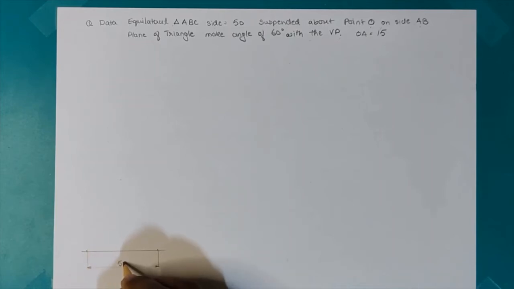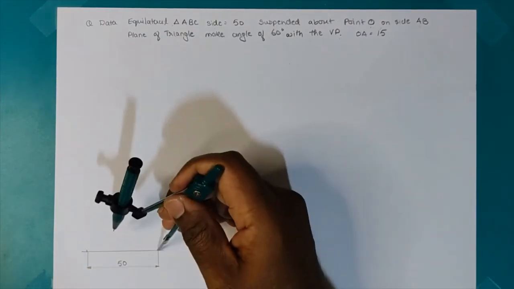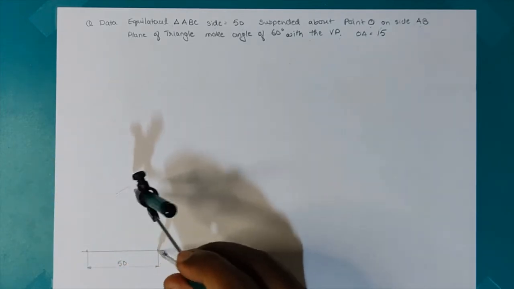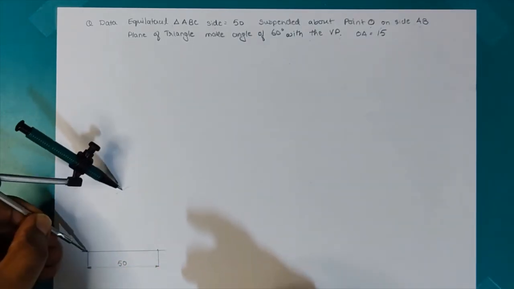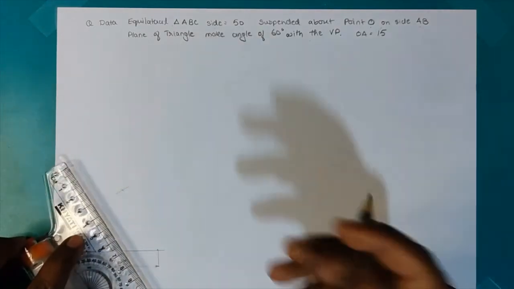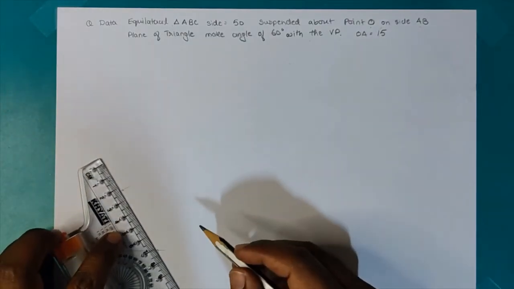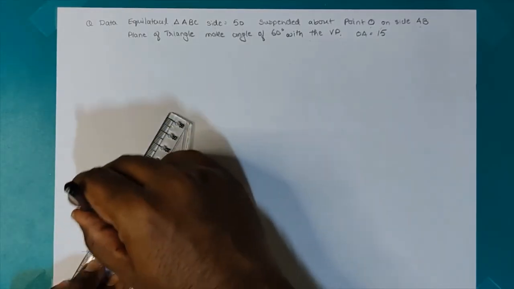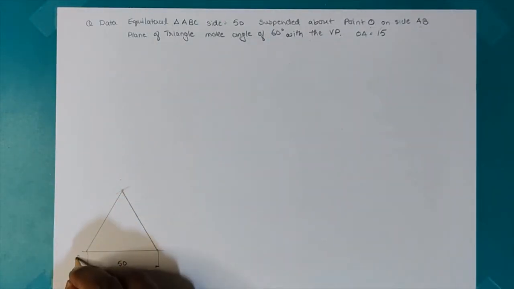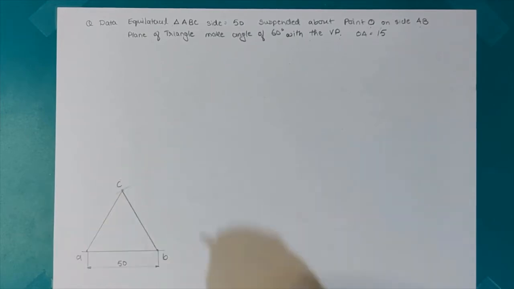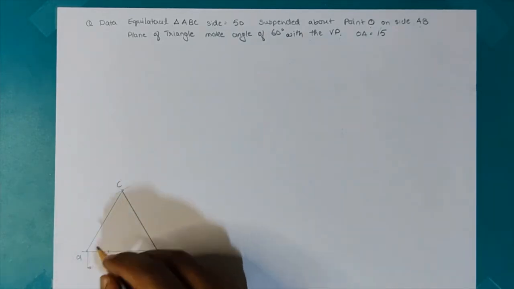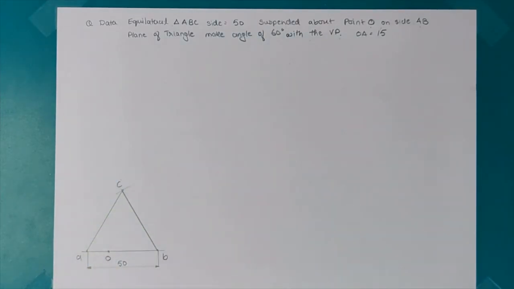Now using a compass, I'll draw arcs of 50 mm length from either of the points and find the intersection. So this gives me the third corner, which I join by dark lines. So these are points A, B and C. Now I find the point O, that is the point of suspension, 15 mm from A.